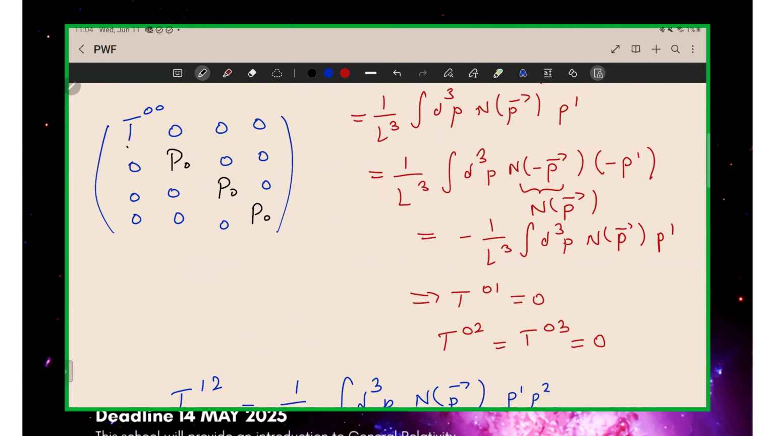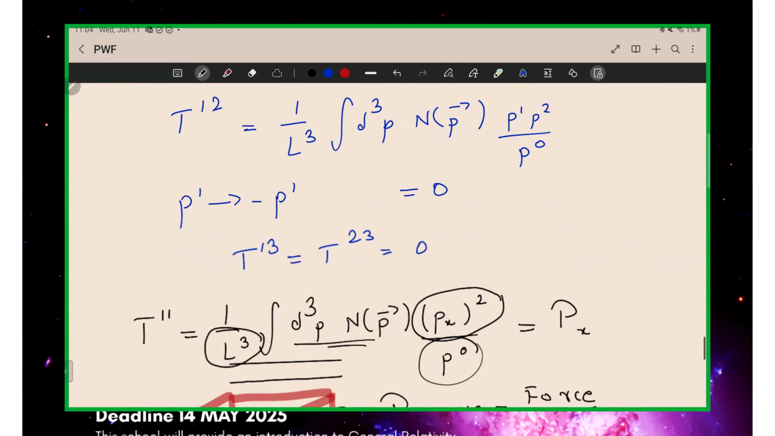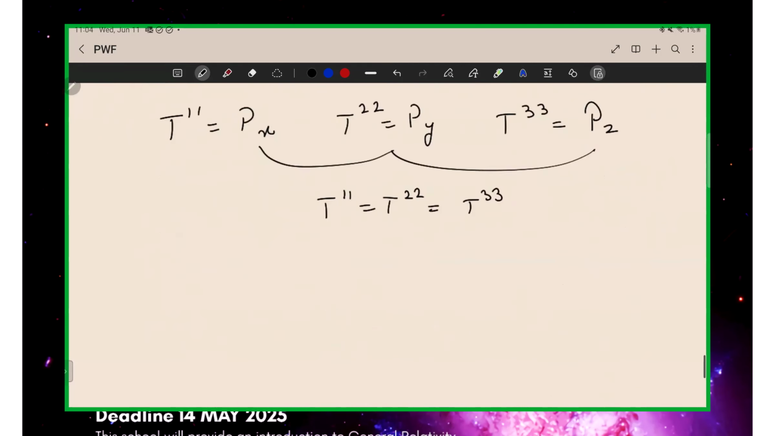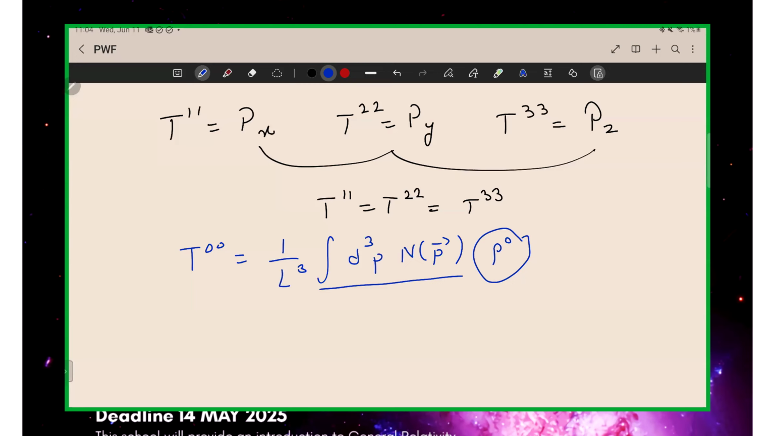What about the first one? Well, it's not that difficult. It's pretty similar actually. So T00 is just 1 over L cubed, using the previous expression, N p p naught over p naught. Well, that just cancels, so you just get this thing. This is nothing but the energy of a particular particle with momentum p, and you just integrate over all of the momenta.